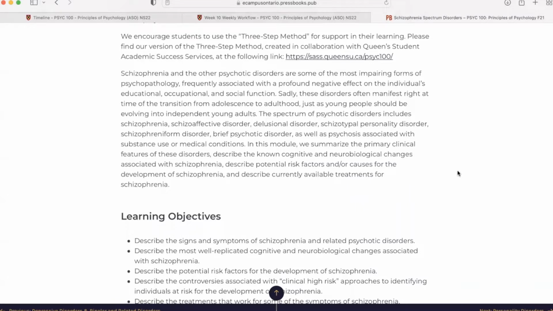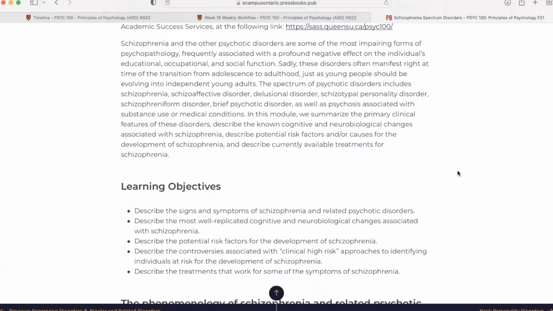The spectrum of psychotic disorders includes schizophrenia, schizoaffective disorder, delusional disorder, schizotypal personality disorder, schizophreniform disorder, brief psychotic disorder, as well as psychosis associated with substance use or medical conditions.